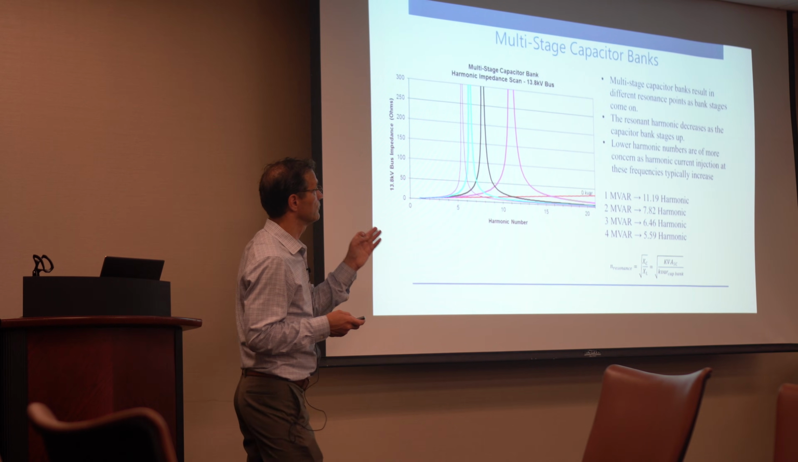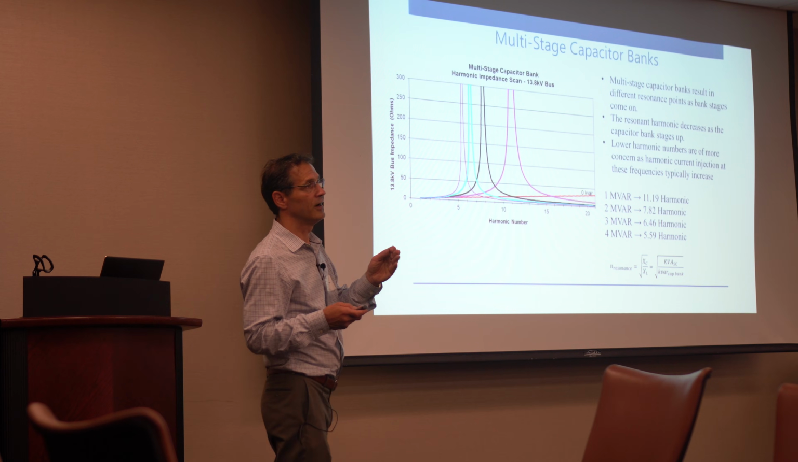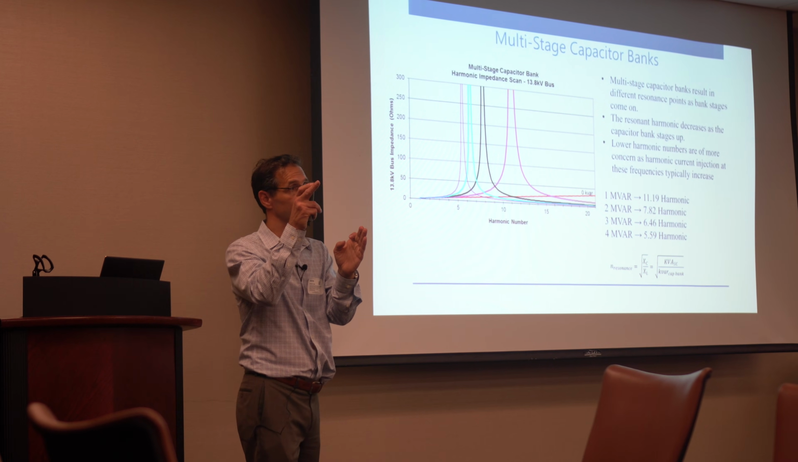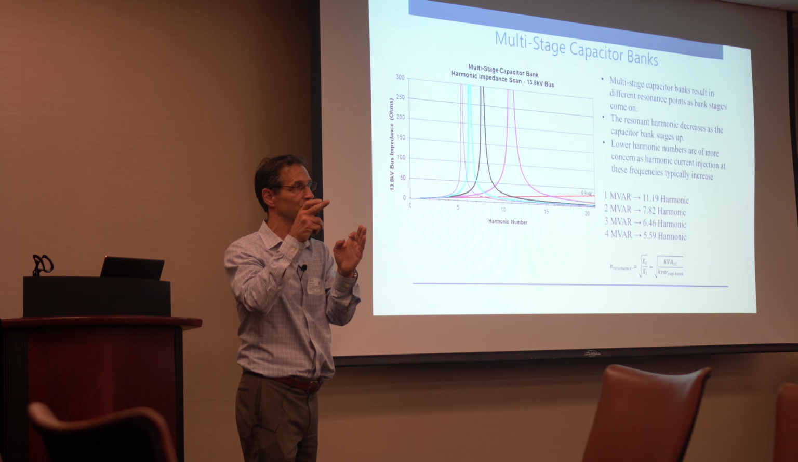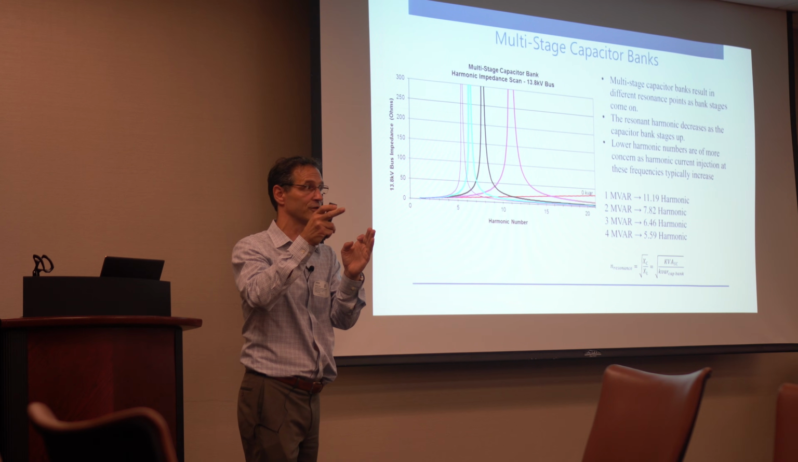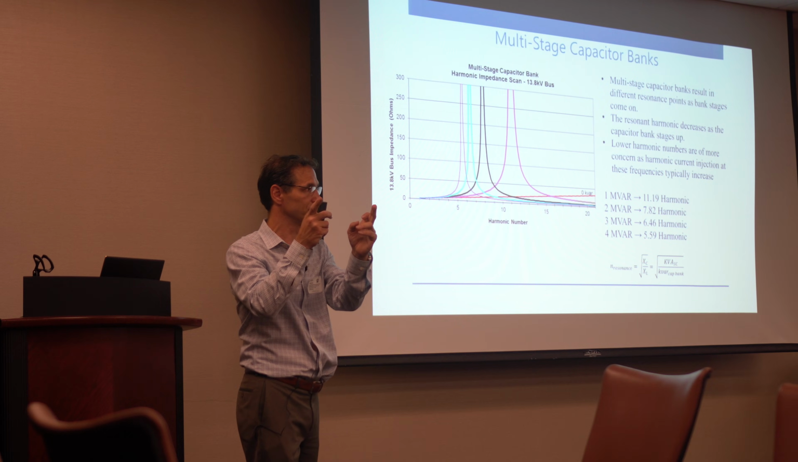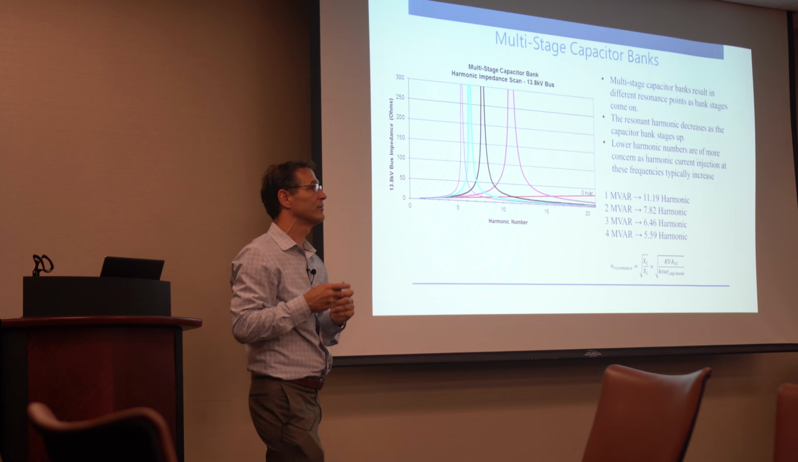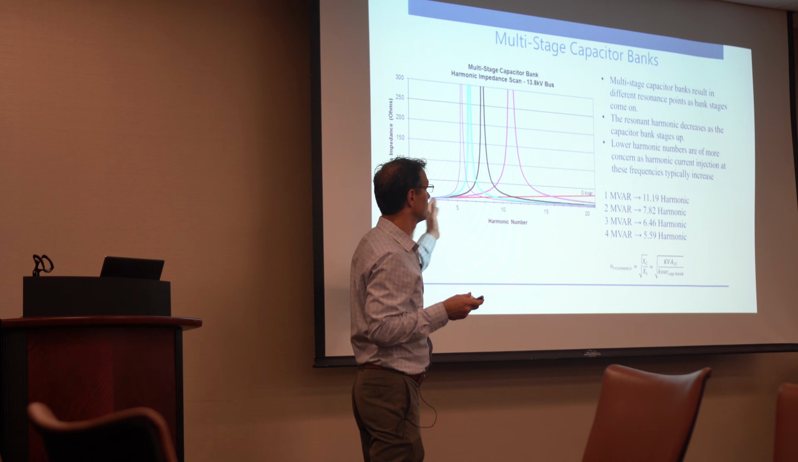So if you have a 4-stage bank, I need to do the study for each of the 4 stages. If I have a main tie main, I need to do the study with the tie closed. I need to do a study with the tie open because I have a different source impedance, right? So now you have more, right? More simulations. And this is the thing with harmonic analysis.